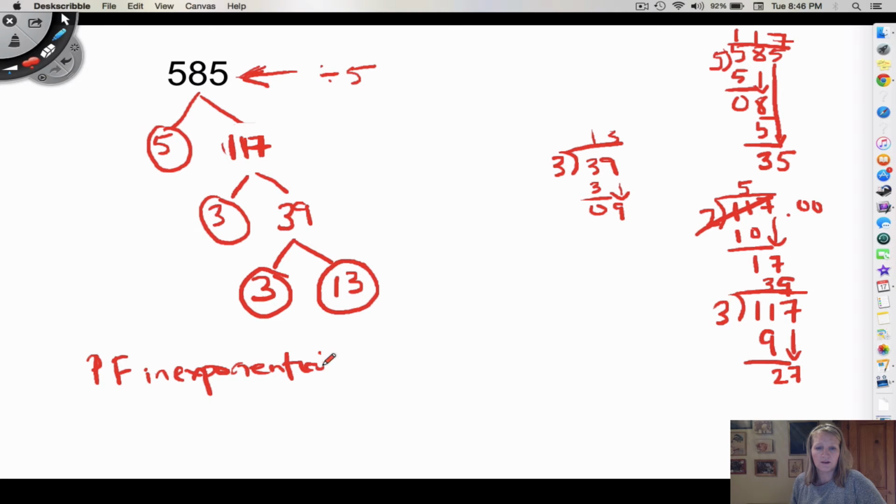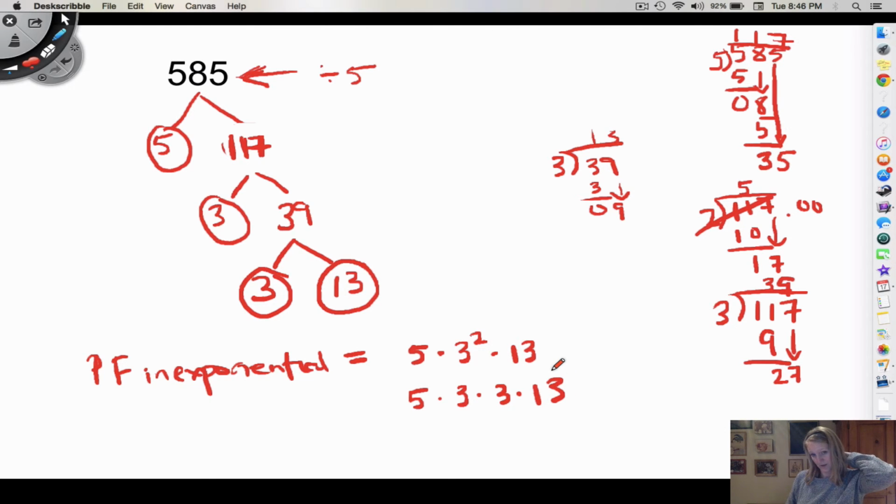Exponential form is equal to 5 times 3 squared times 13. Okay? It would also be correct to write it like this if you are not being asked to do it in exponential form. Okay? I like this way better because it sets us up for the future. I would say I don't like this way better, but this is the way that you'll see examples. Okay? So this is one way. This is a factor tree, and you may or may not find this most useful.